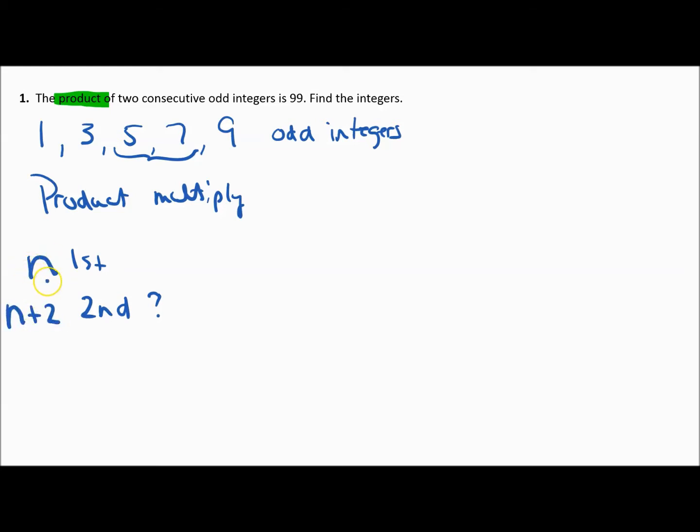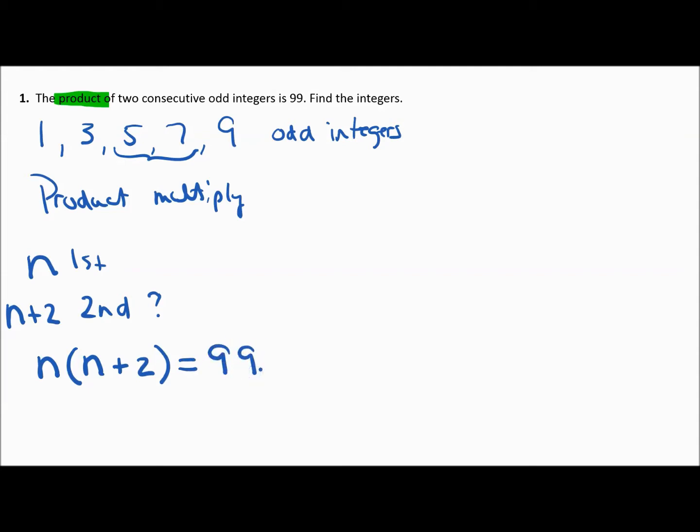So I don't even know what the first one is. See, I don't know it's 5. That means the second one's 7. Or the first one could be 9. The next one would be 11. But I don't know what the first one is. So if I call the first one n, the second one's n plus 2. Right? Now it says to multiply these together. So it's going to be n times n plus 2. And I know the answer to that is 99.